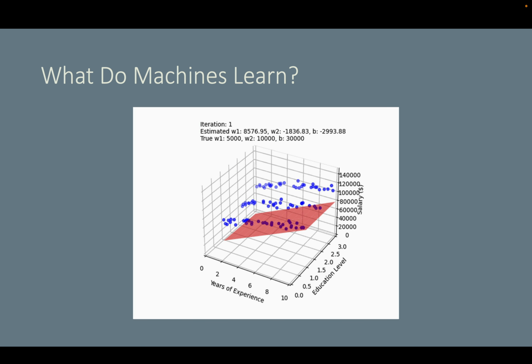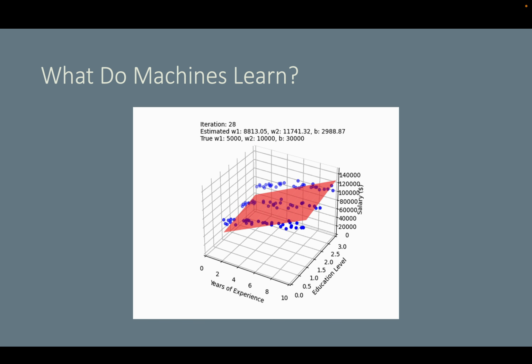Just like before, the machine starts off with a completely random guess. But instead of just drawing a line, it now guesses a plane because there are two factors it's trying to understand: years of experience and education level. This random plane is the machine's first attempt at connecting the dots between experience, education, and salary. But as we can see, this initial guess is way off. Now let's watch how the machine learns.